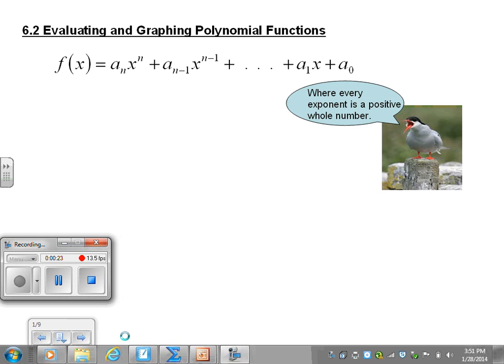And then in the accompanying video, you're also going to see synthetic substitution. So that will not be in this one, because that's going to take a little bit of time.